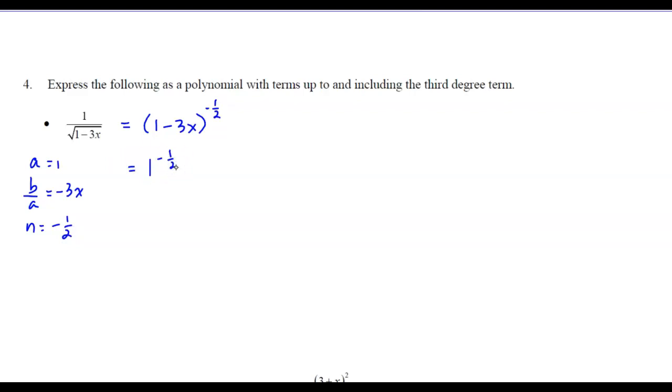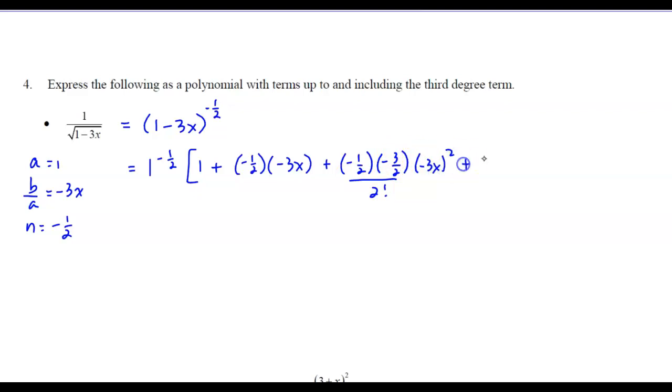1 to the -1/2 is still 1, which is going to be nice. But now we're going to have fractions. And you're going to keep subtracting 1 from each n value. And we're just going to the third degree term here.